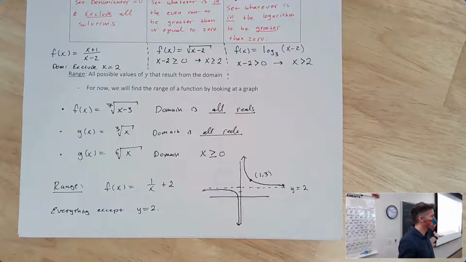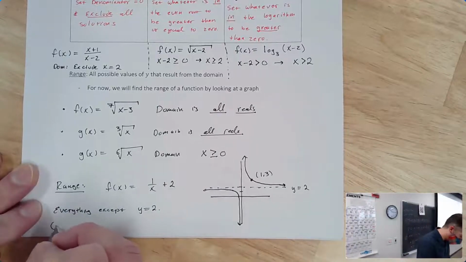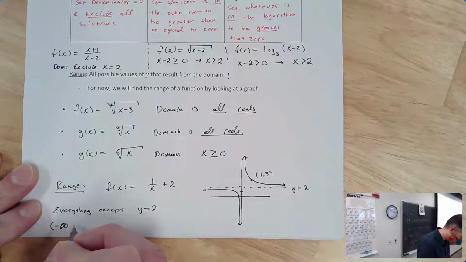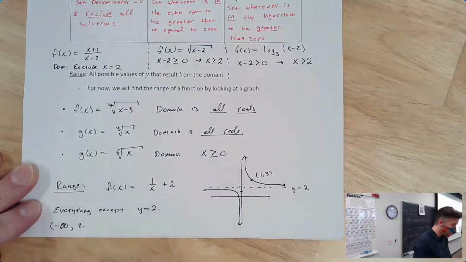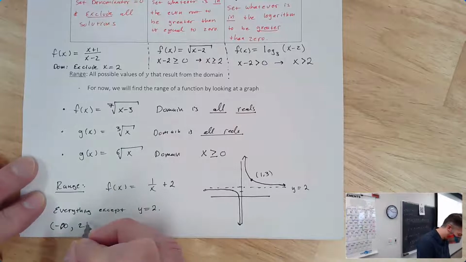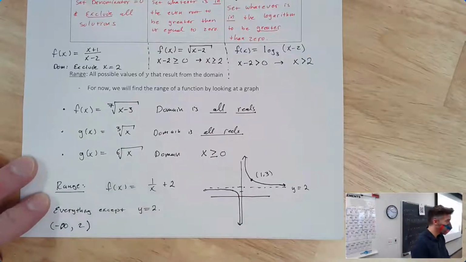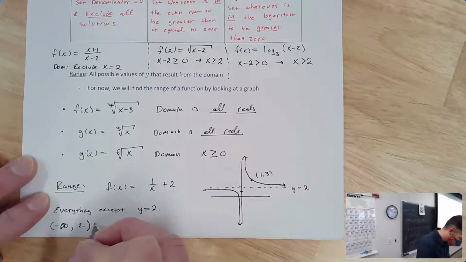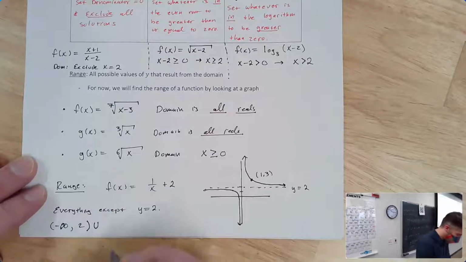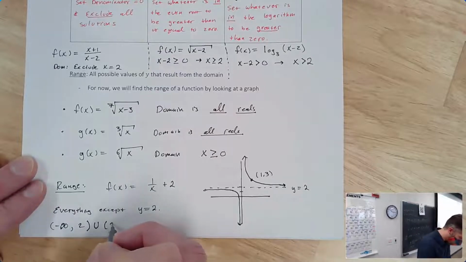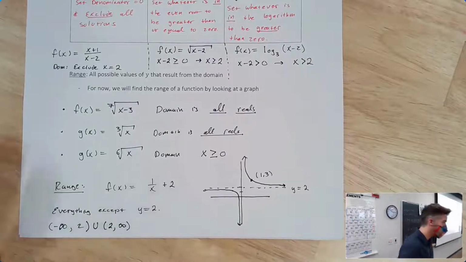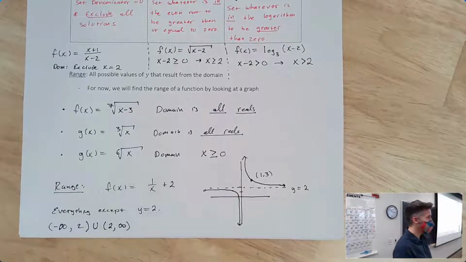So here's how we write the range using interval notation. I want every real number except for 2. I want every real number from -infinity up to 2, and I use a parenthesis to exclude the 2. Then a union. And then I want everything from 2, excluded, to infinity. That's every real number except for 2.